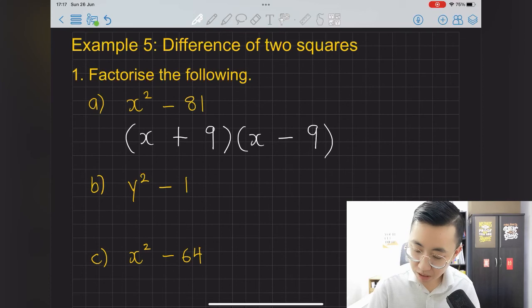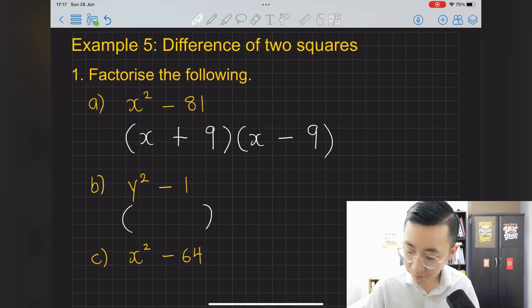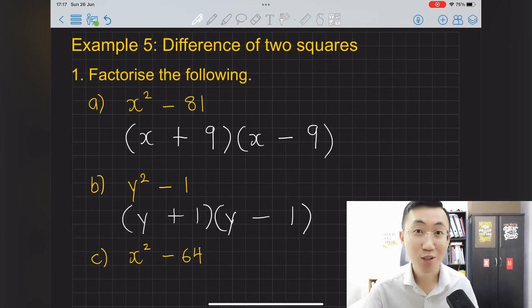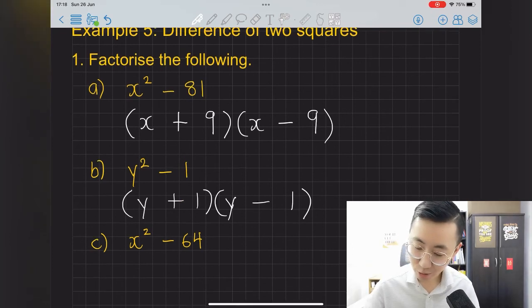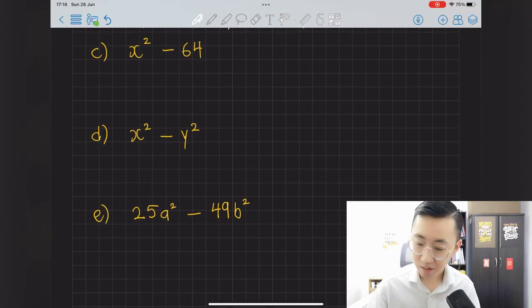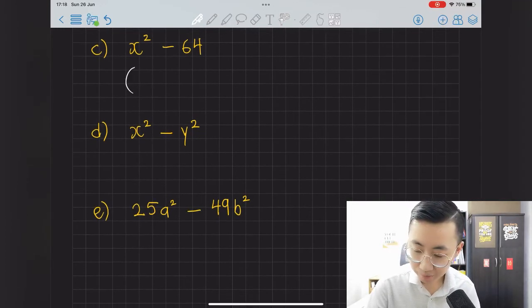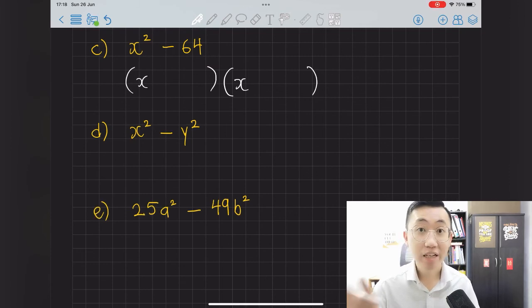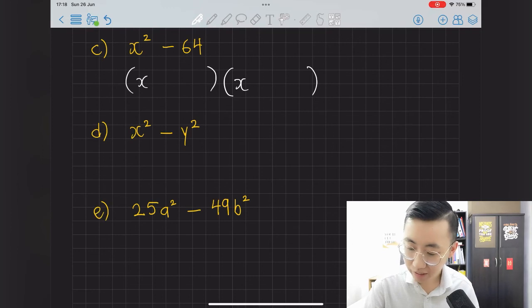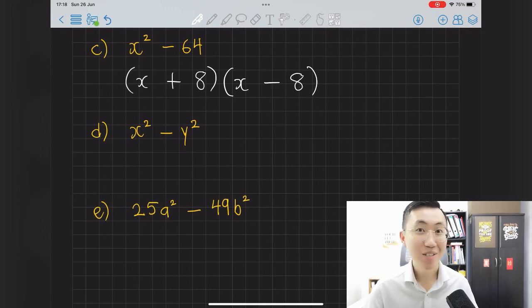So let's do question B right here. You lay out your double bracket. So y and y in front, that will get me y squared. 1 is actually 1 times 1, then just put plus and minus. So question B is done already. Alright, let's do question C. So x squared minus 64, that's example 5 right here. So double bracket, put x, and 64 is 8 times 8, remember that? So 8 and 8, then just put plus and minus. Done. Question C is done already.